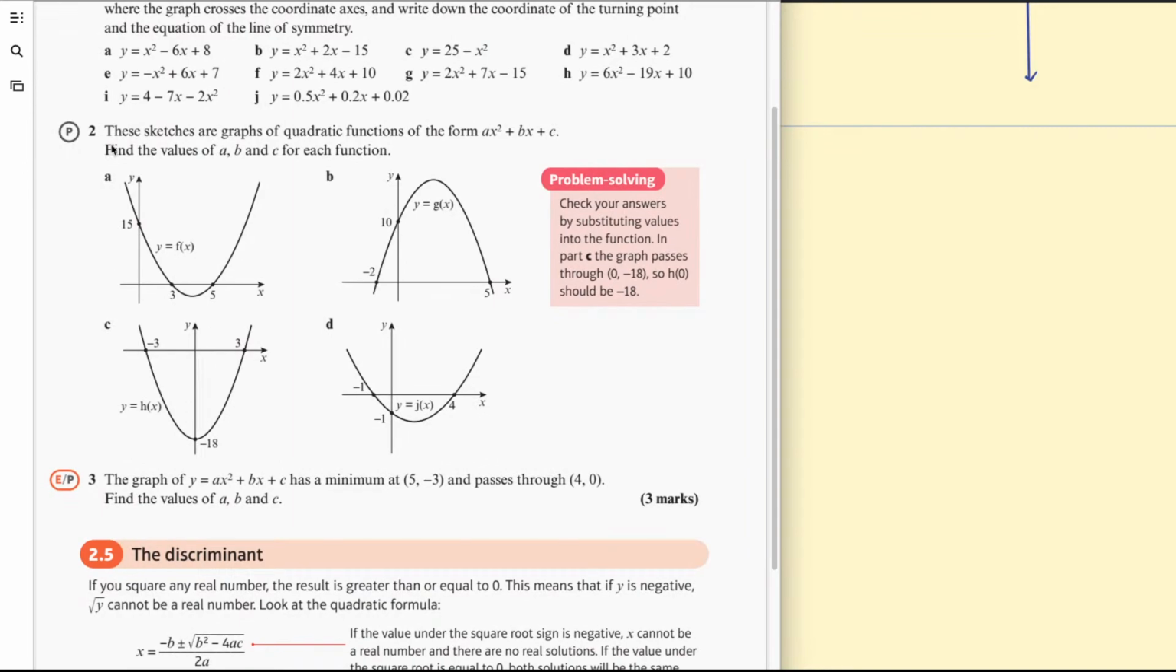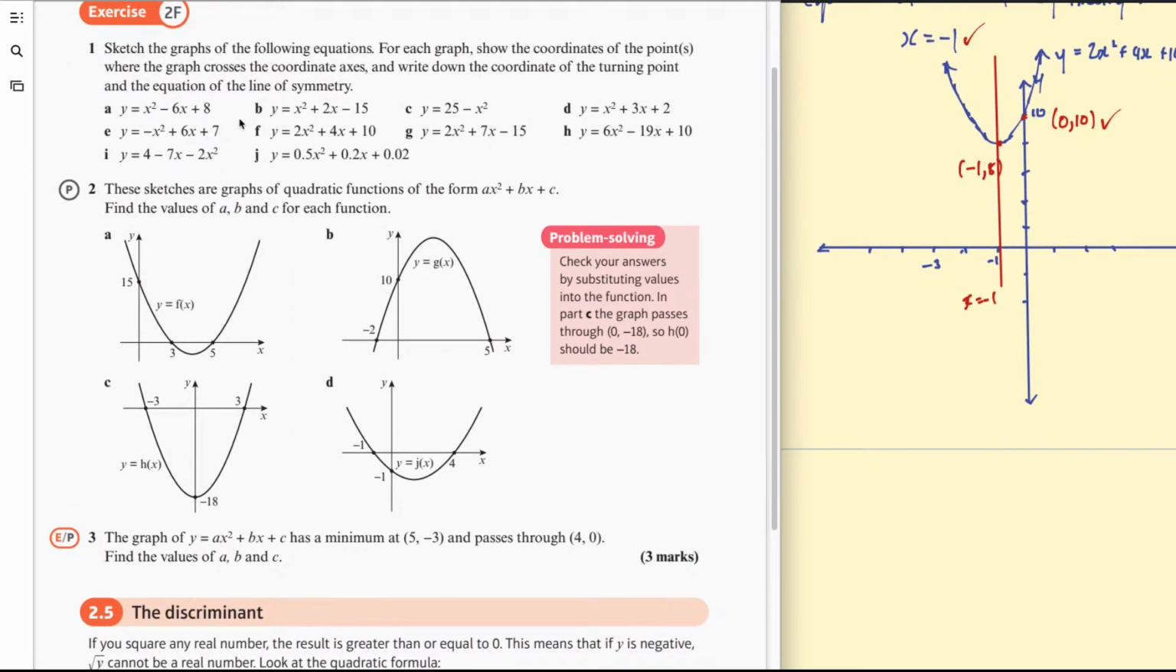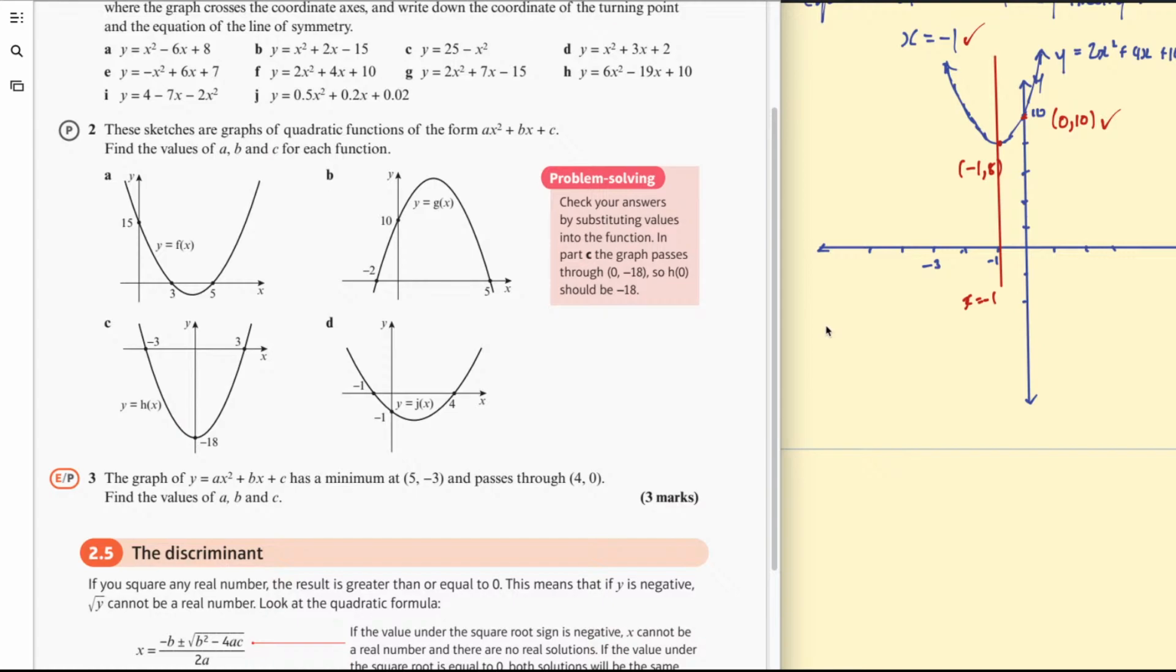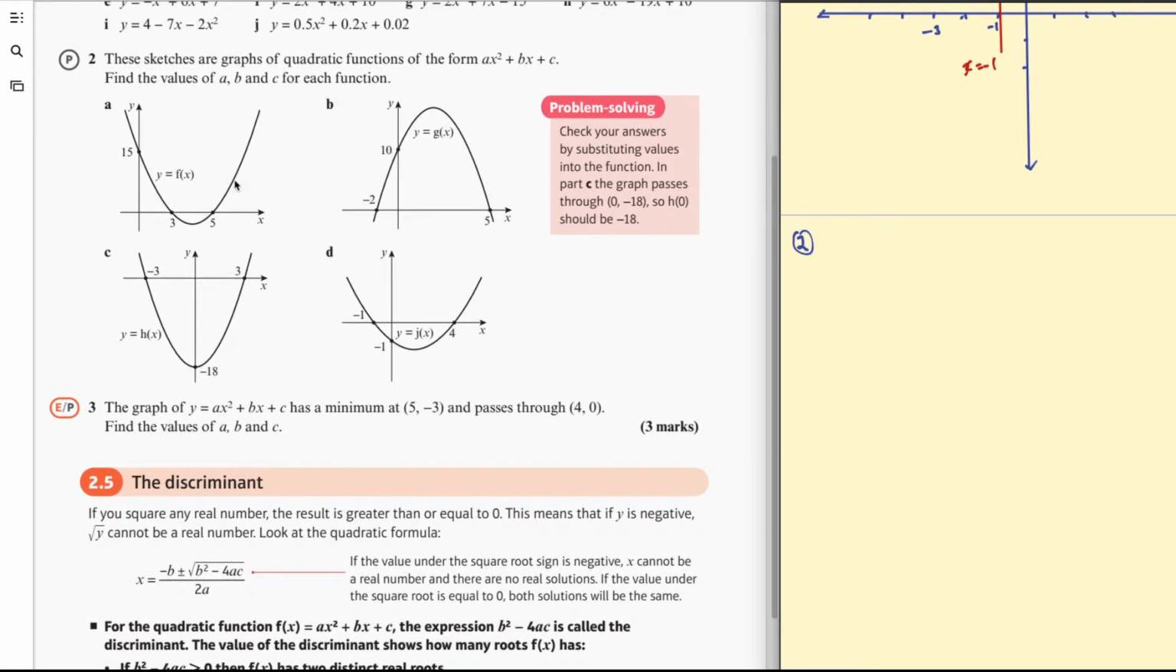We were up to question 2, so that's all I'm doing from part 1. I'd encourage you to have got the others. Question 2. It says, these sketches are a graph of quadratic functions of the form ax squared plus bx plus c. Find the values of a, b, and c for each function.